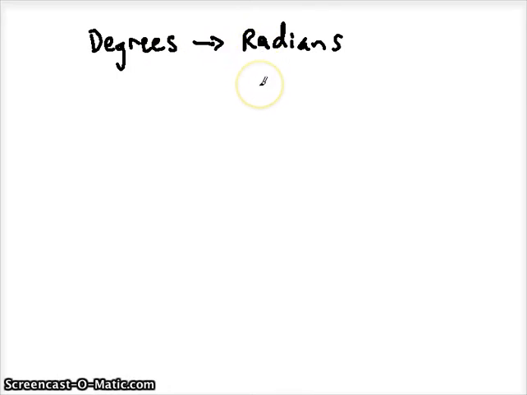And so we'll talk about what radians are and the conversion. How do we get from degrees to radians, or how do we go the other way from radians to degrees? Okay.